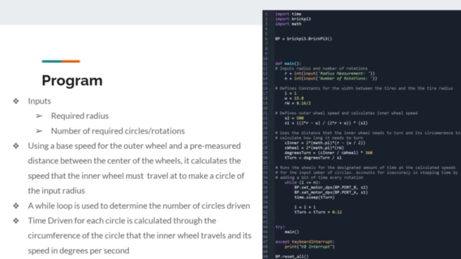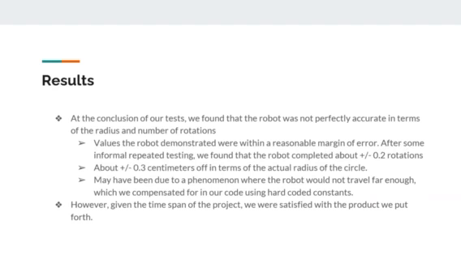A while loop is used to determine the number of circles driven. The time driven for each circle is determined by finding the radius of the circle that the inner wheel travels along. This is then used to calculate the number of degrees that the wheel must turn, which is then divided by the speed of the wheel to find time.